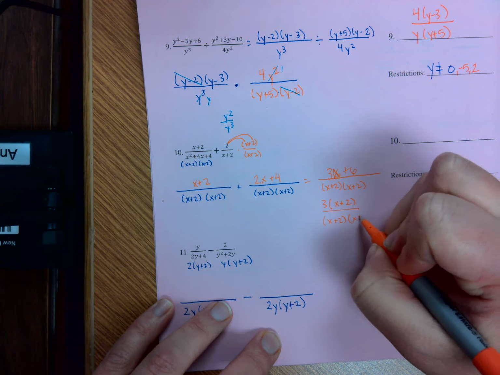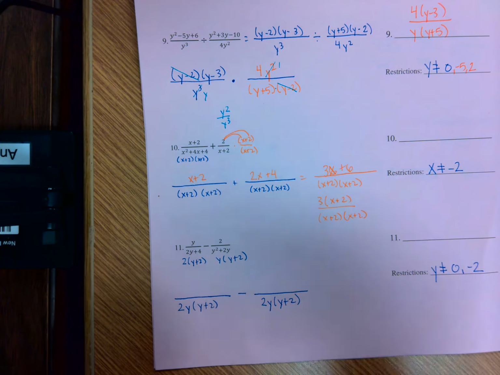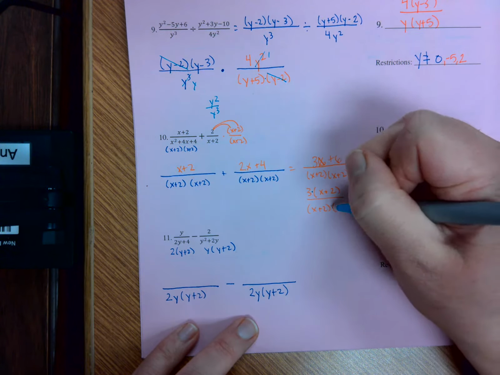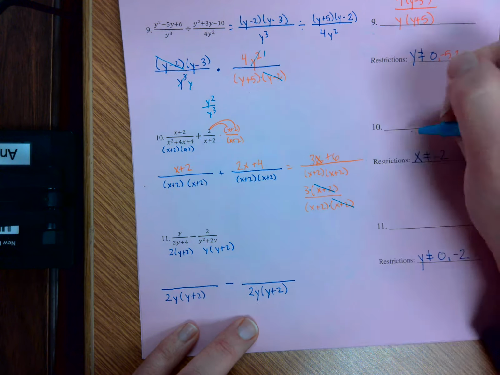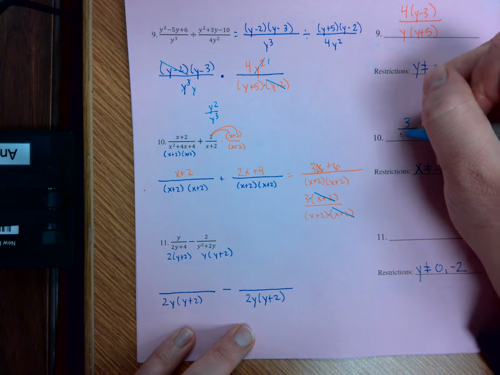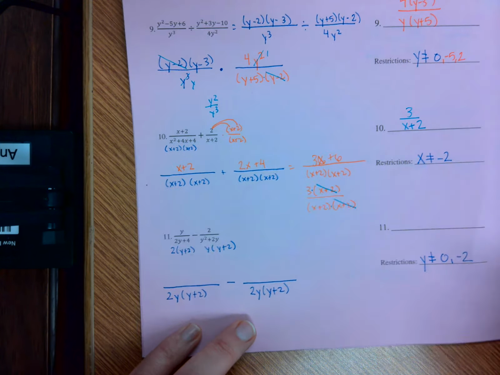Now, because of that multiplying, you can only simplify when multiplying. Because of this multiplying right here and right here, only the x plus 2 can be simplified on both top and bottom, leaving me with 3 over x plus 2.